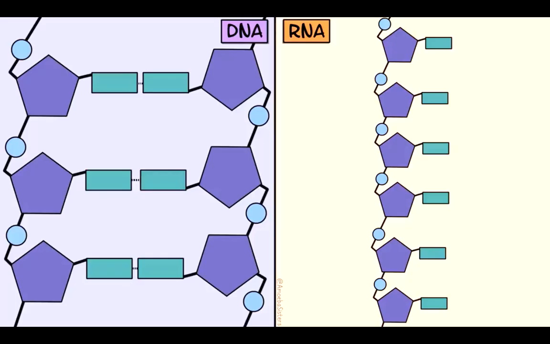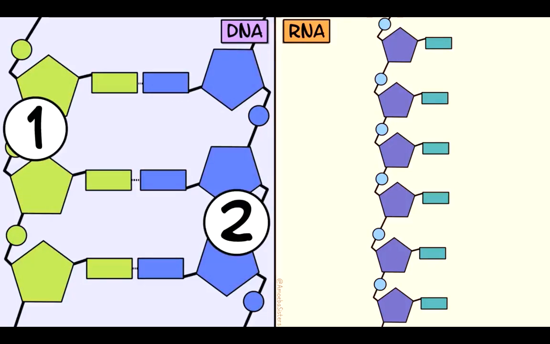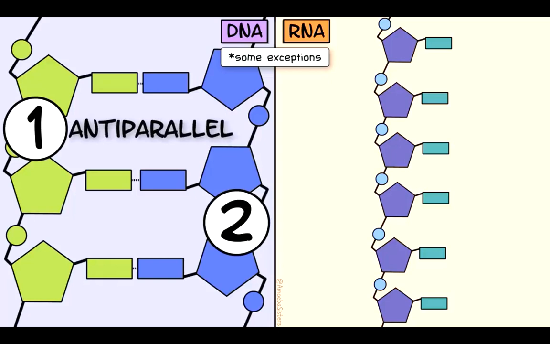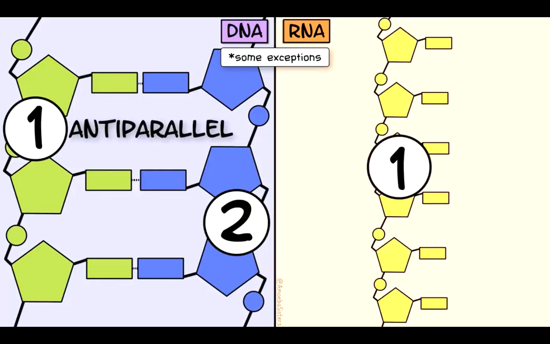Let's draw 6 nucleotides of DNA and 6 nucleotides of RNA. DNA is generally double-stranded, and if focusing on these 2 strands of nucleotides here, you can see they run anti-parallel to each other. RNA is generally single-stranded, so you are just seeing one strand here.